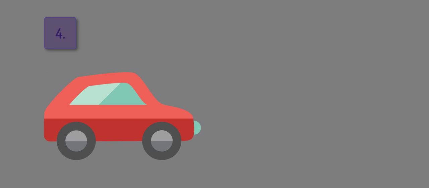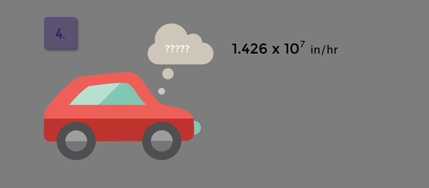Now with number 4, we're told a drag race car can travel about 1.426 times 10 to the 7th inches per hour. Is it more appropriate to report this rate as 1.426 times 10 to the 7th inches per hour or 225 miles per hour? Well, just look at the value, 1.426 times 10 to the 7th inches per hour. That really doesn't mean much as far as traveling is concerned.